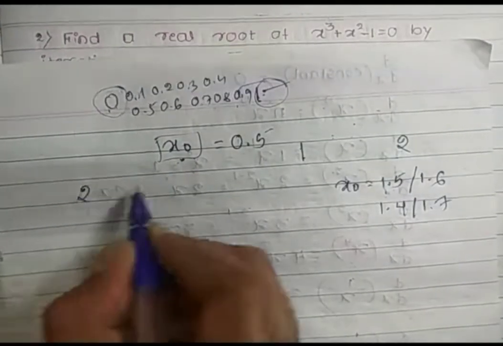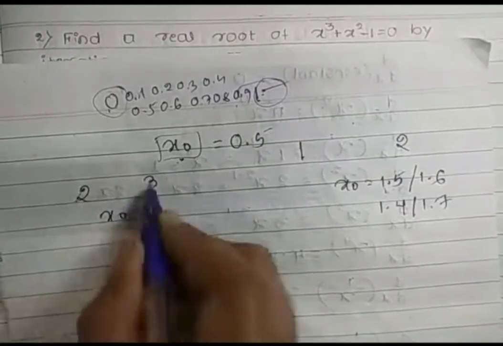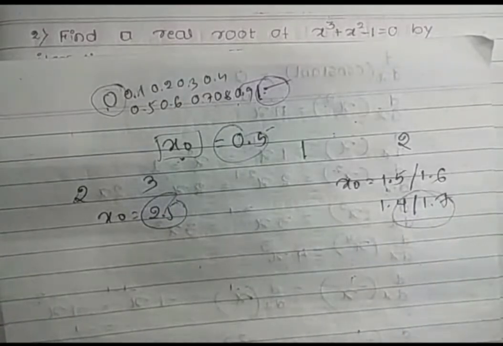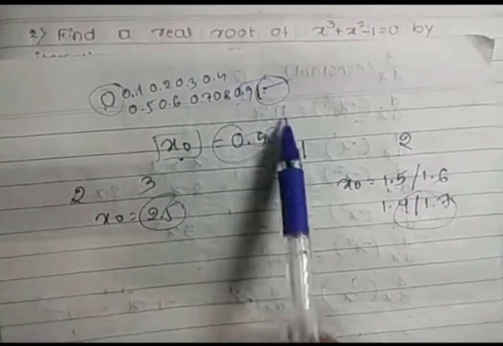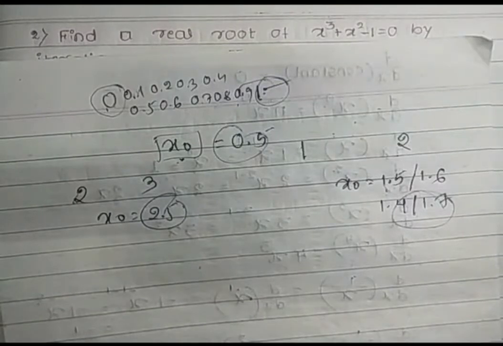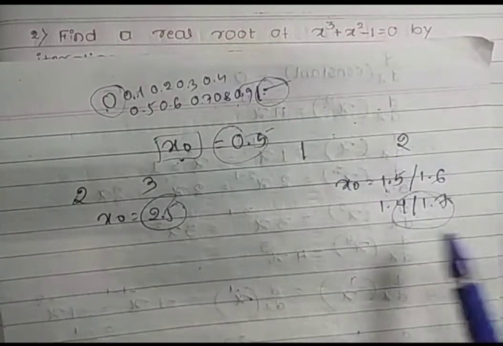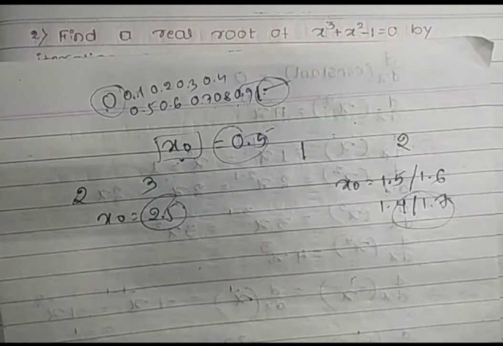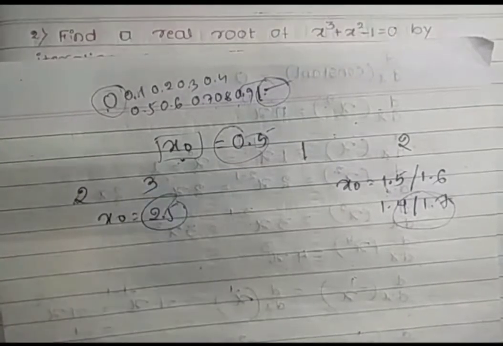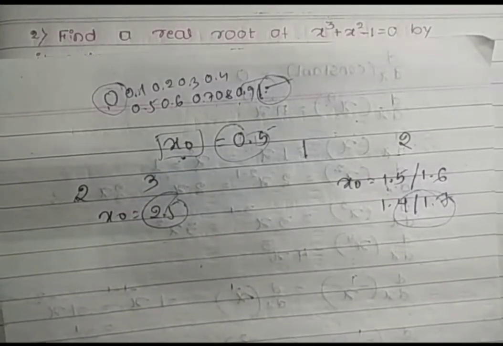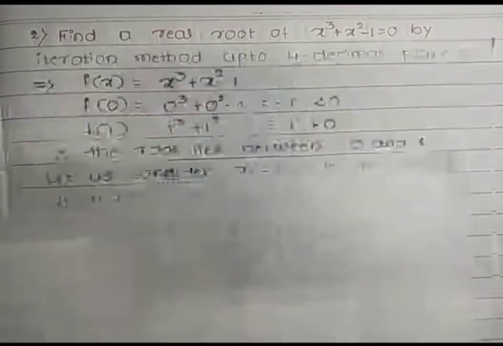Suppose your root lies between 2 and 3, then what about x naught? Consider 2.5. If your root lies between 0 and 1, any one value in between we need to consider. You can consider 0.5. If the root lies between 1 and 2, then you can consider 1.5 or 1.7, any value. Suppose the root lies between 2 and 3, then consider an in-between value, that is 2.5 or 2.6 or 2.4 also. This is the x naught we are considering, and it should lie within the root's interval.